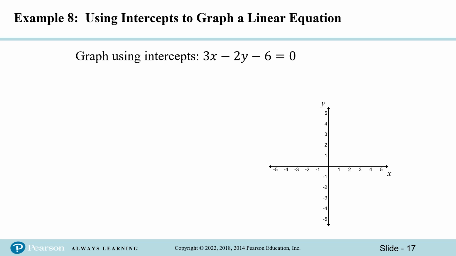All right, so we have 3x minus 2y minus 6 equals 0. And I'm going to find the x-intercept first by letting y equal 0. So this is my x-intercept. And I know my y is 0, and I don't know what my x value is. So I'm going to take 0 and plug it in for y. And solve.